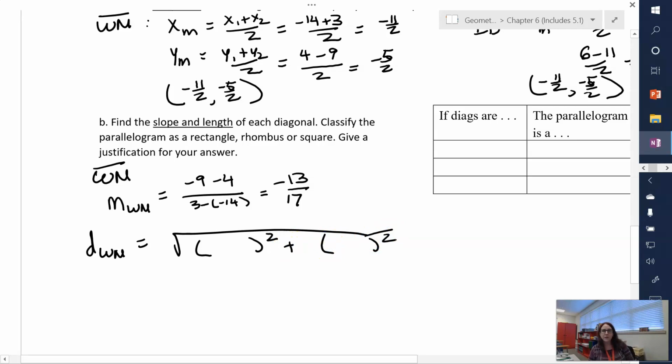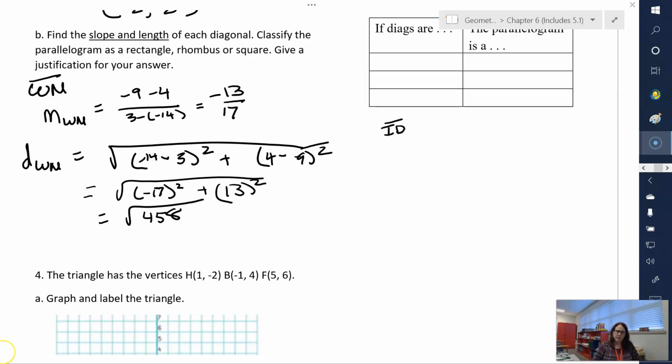I'm going to pause here and fill in my numbers. Okay, so I have the slope of one diagonal as negative 13 over 17, and then I have its length as square root of 458. And I'm not going to convert to a decimal. I'm just going to leave it like this.